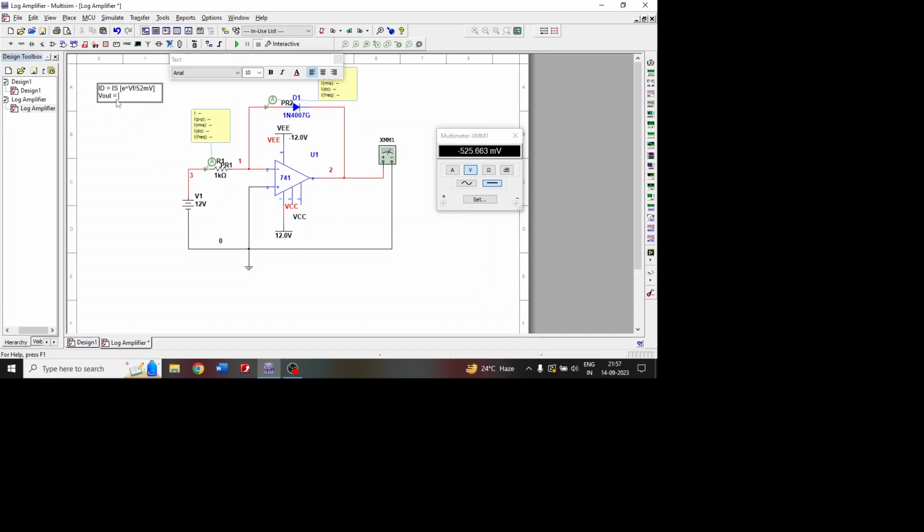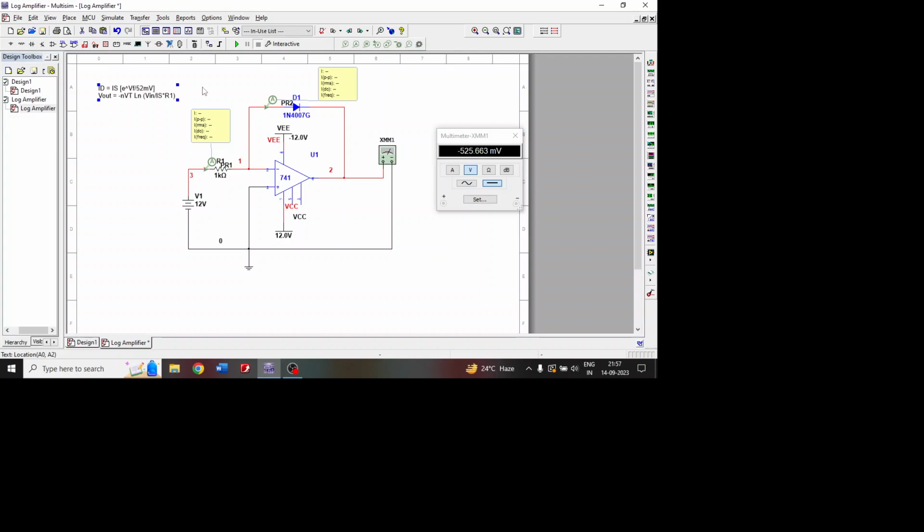Vout is equal to minus eta VT into natural log of Vin divided by IS into R1. This will be the final equation, where you can see Vout is directly proportional to the logarithm of the input.